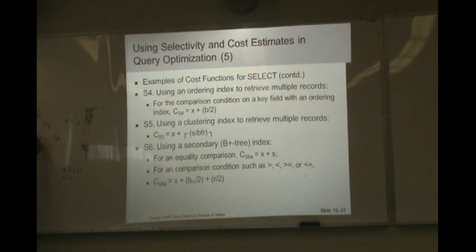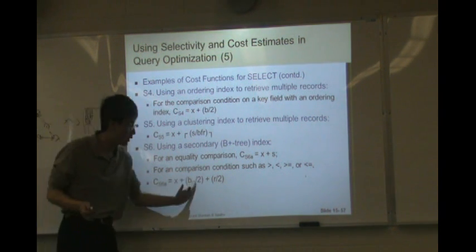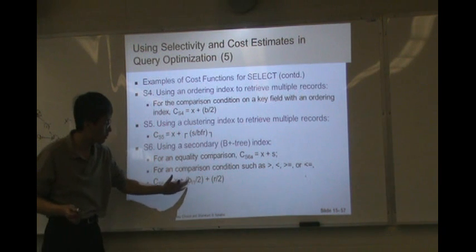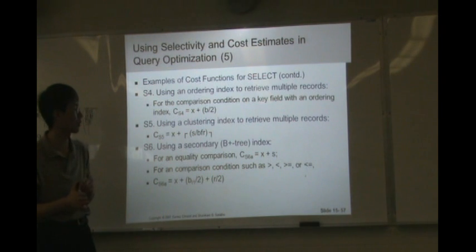If you are using the B tree index, you need to go up and down. On the other hand, if you are using the B plus tree, you have a sibling pointer. So instead of up and down, you can go to the next sibling, next sibling. Roughly, the average is the number of elements over 2.